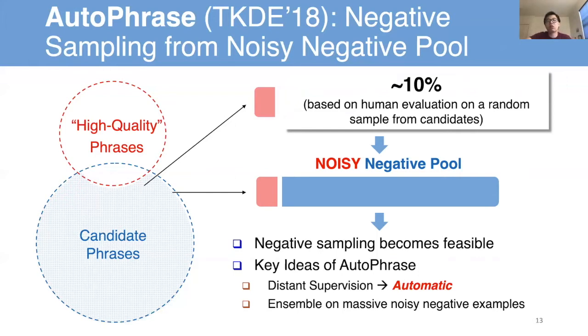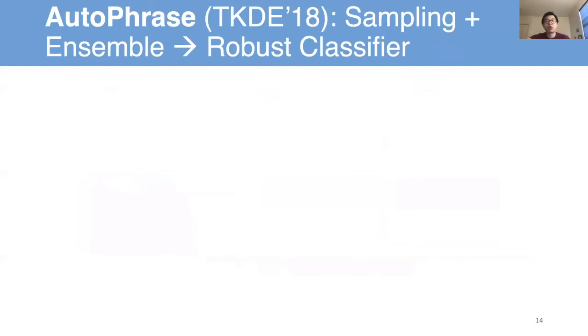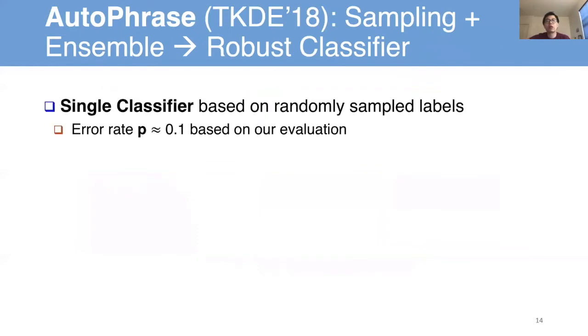The key ideas of AutoPhrase are using distant supervision to replace the expert-provided labels and using ensemble learning and negative sampling to build a robust classifier. So more specifically, we will first build a single classifier based on a random sample of positive and negative labels. The classifier mainly has the errors caused by the noisy negative labels. From our empirical evaluation, the error rate is also about 10%.